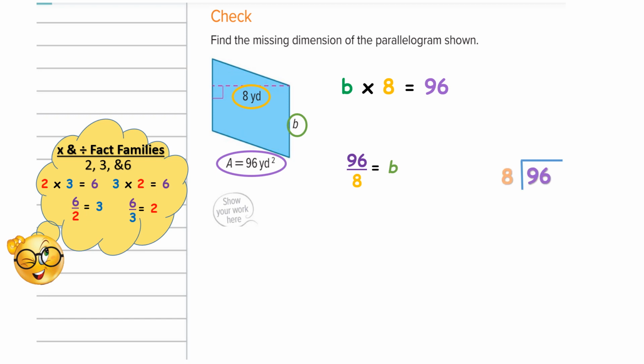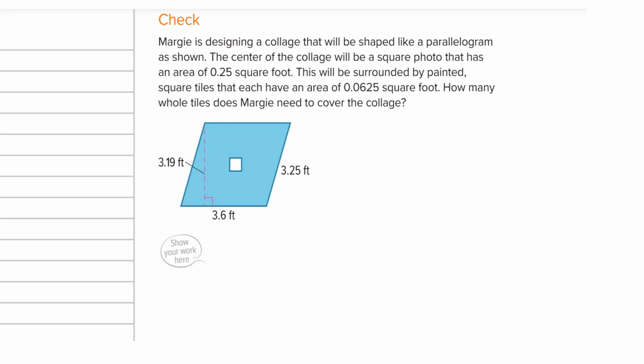So we take 96, top number goes inside the box, divided by the 8, and 8 will go into 9 one time, because 1 times 8 is 8. That gives me a remainder of 1. I bring down my 6. 8 goes into 16 2 times, because 2 times 8 is 16. I have a 0 remainder, which tells me that my base is equal to 12. Once again, since I'm finding a measurement, I'm going to have the straight unit, and that's going to be 12 yards. So let's look at the type of problems they give us where it becomes a little bit more complicated, right?